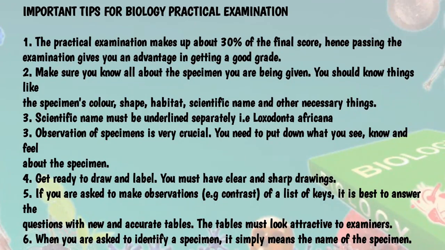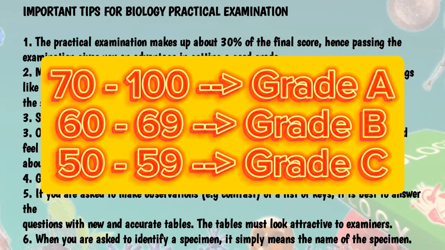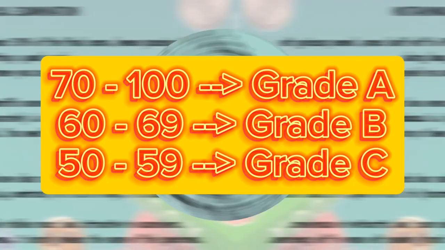So tip number one, which is very important, is that the practical examination makes up 30% of the final score. Hence, passing the practical examination gives you an edge in getting a good grade. Imagine getting 25 out of 30 from the practical examination and then getting 25 from objective. This gives us a total score of 50 just without answering the theory part, and 50 is equivalent to a C in the practical examination.